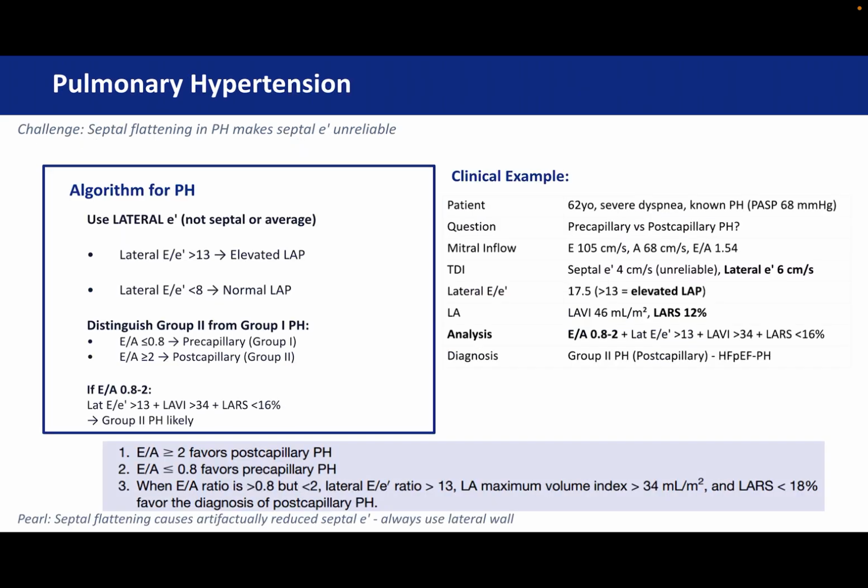Pulmonary hypertension is not a single disease, it's a syndrome with multiple causes. The echocardiographic distinction between group 1, precapillary, primary pulmonary hypertension, and group 2, postcapillary, driven by elevated left atrial pressure, has major therapeutic implications.